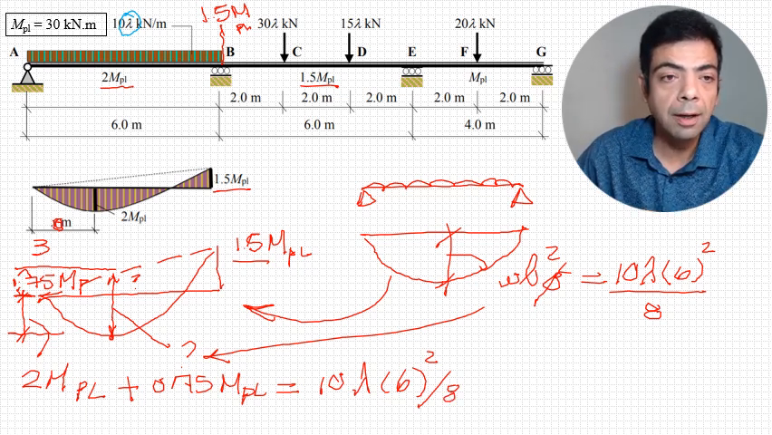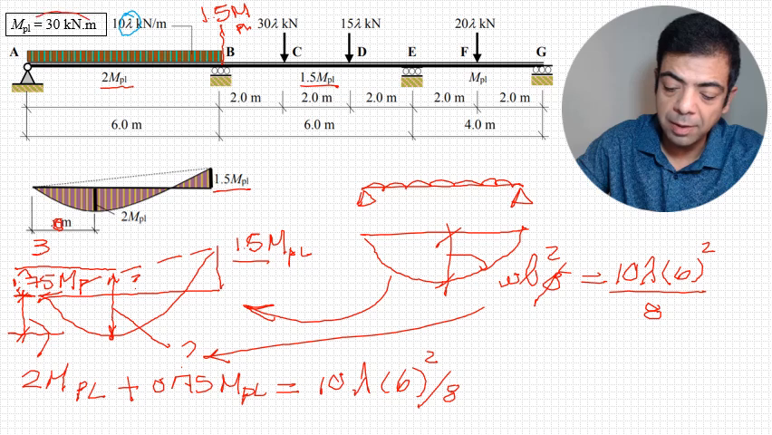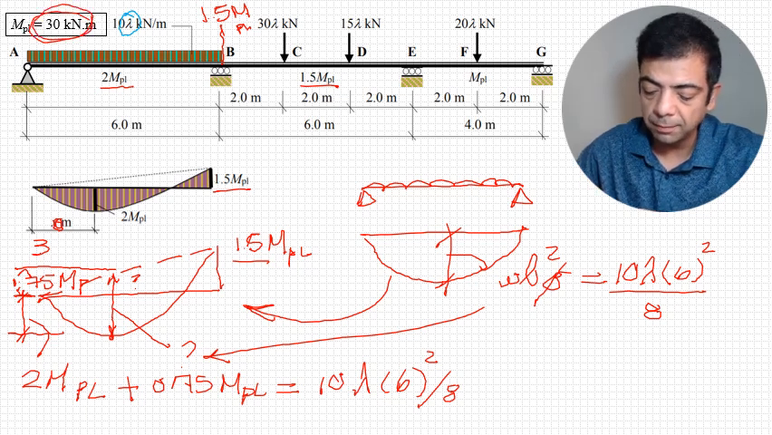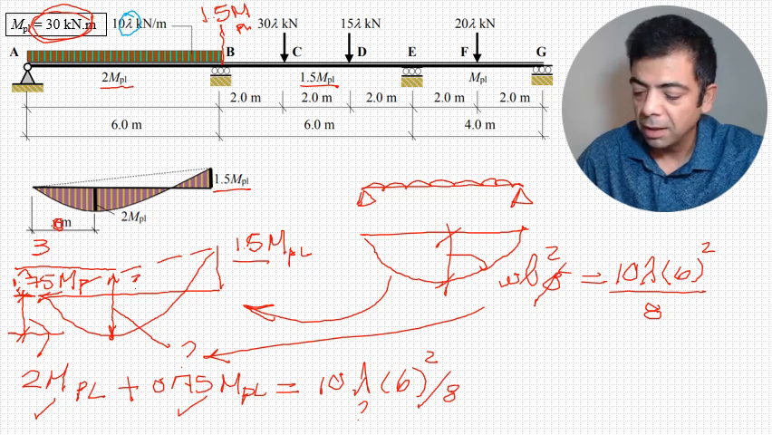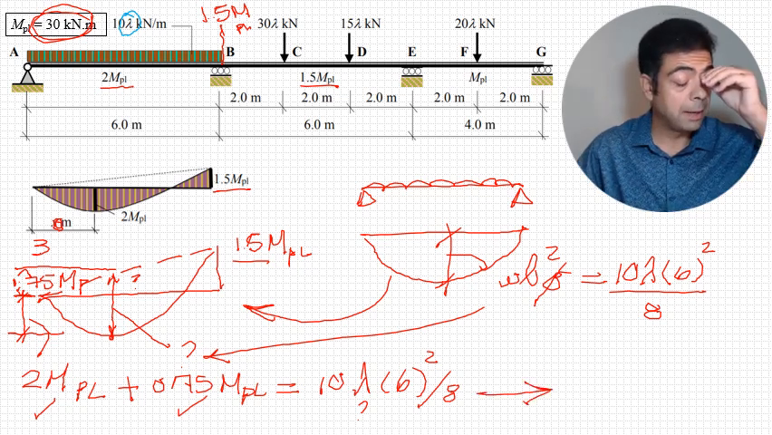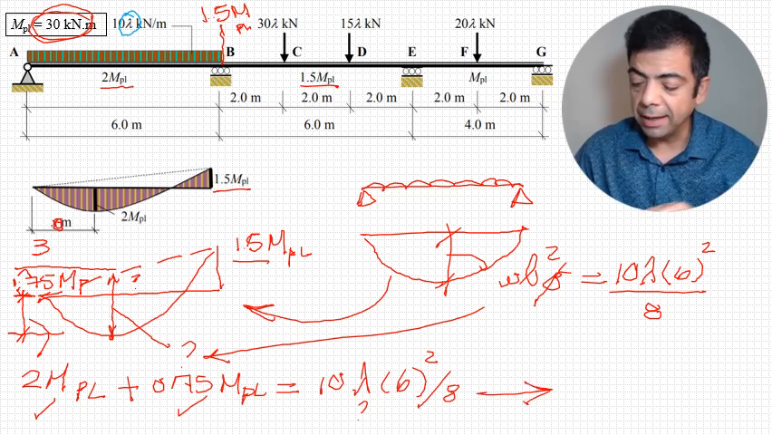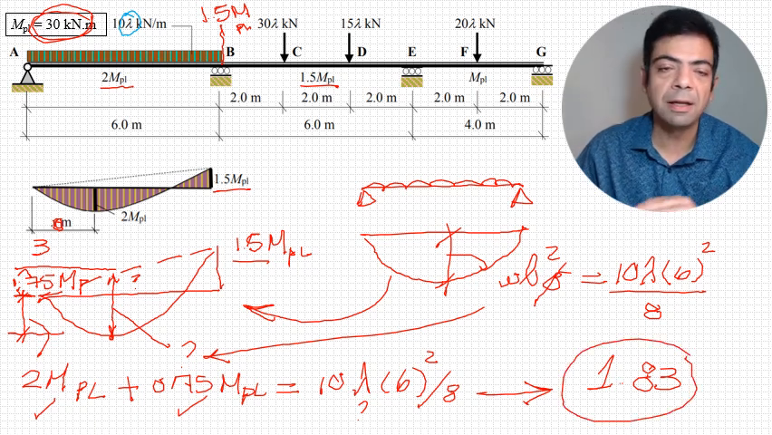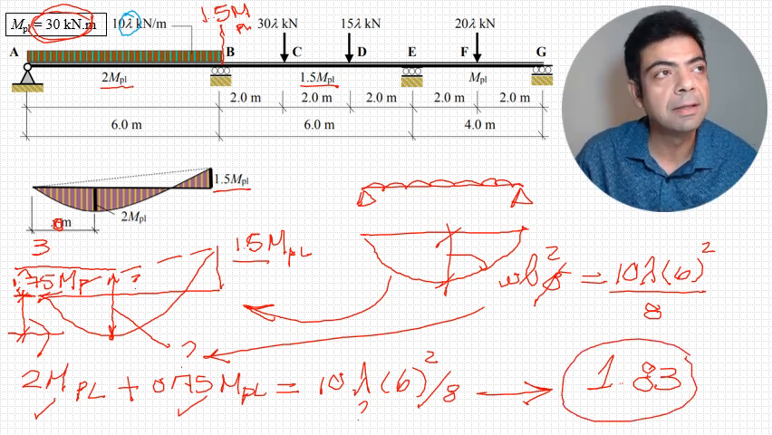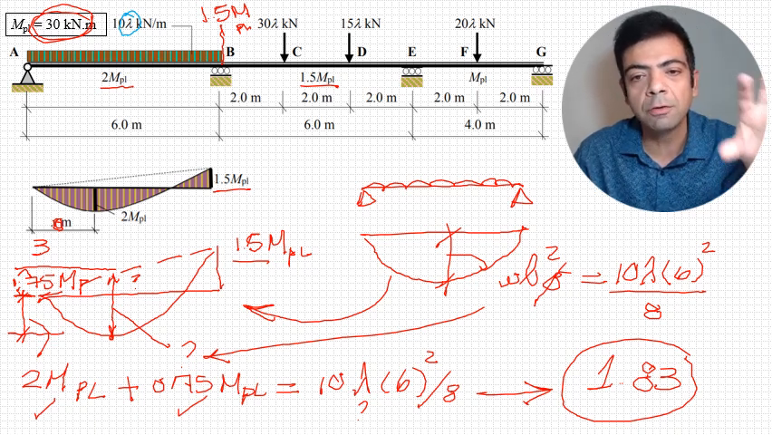Do we know M plastic? Yes, M plastic is 30. It was given. Okay, so what's going to be the only unknown here? The only unknown is lambda. If we go solve for lambda, we will realize that lambda is 1.83. What's the unit of lambda? It's unitless. It's a load factor. This is the load factor that will cause collapse.